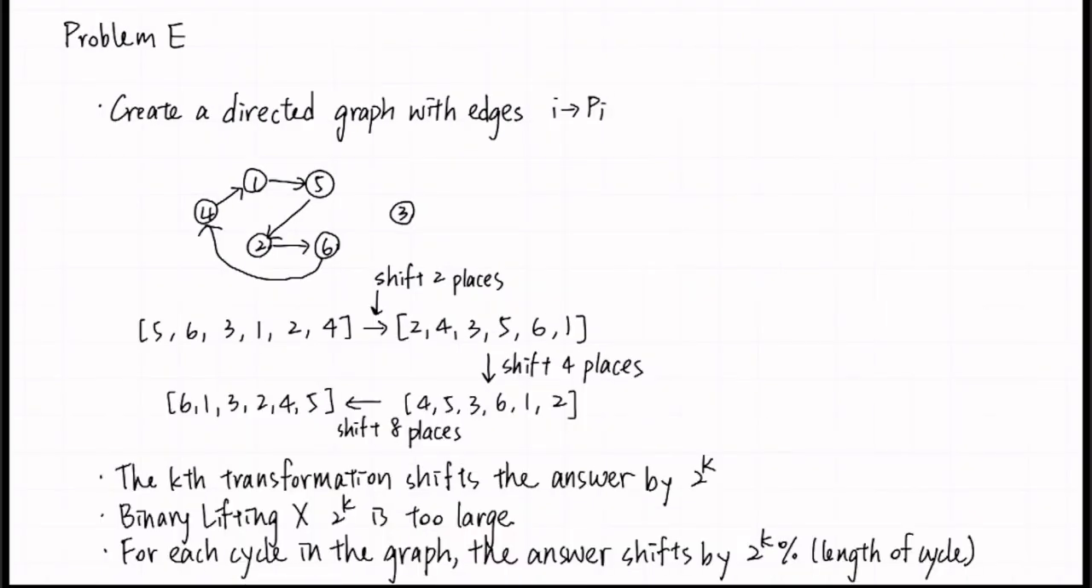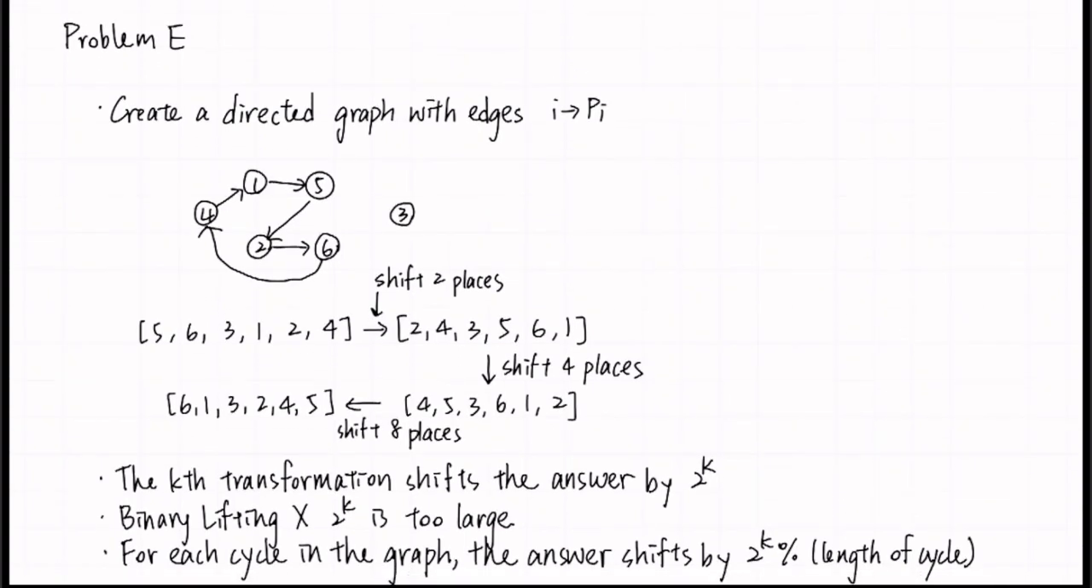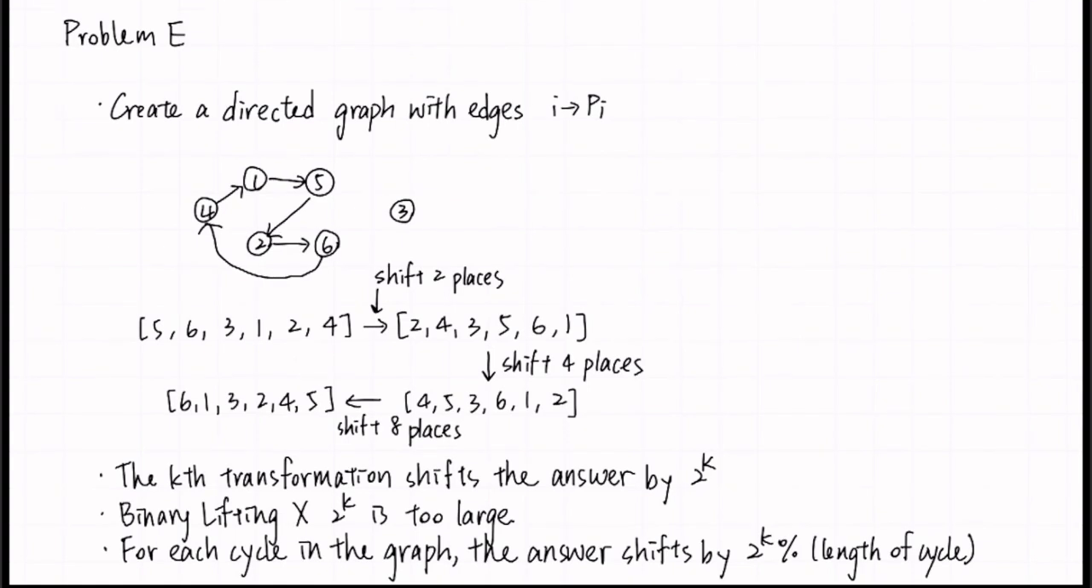We would first try to solve this problem by binary lifting. However, this wouldn't work because 2 to the power of k is too large and would exceed the memory limit. However, we later noticed that the graph can be decomposed into several cycles. And for each cycle in the graph, the answer will just shift by 2 to the power of k modulo the length of the cycle.